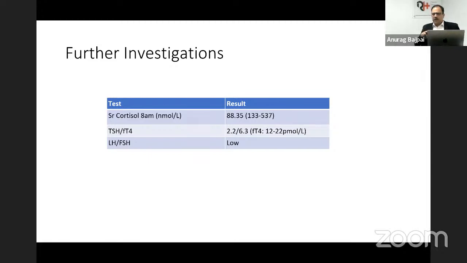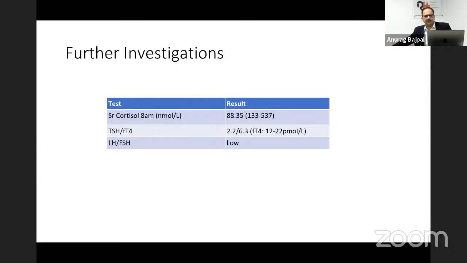Now, the one point which Dhwani has very nicely pointed out is that LH-FSH was normal. Now, this is a lady who was not having any periods. So with no hormonal development, a normal LH-FSH is inappropriately low. So this is classically a multiple pituitary hormone deficiency.